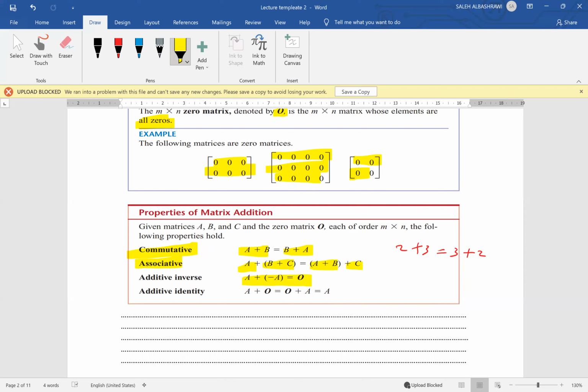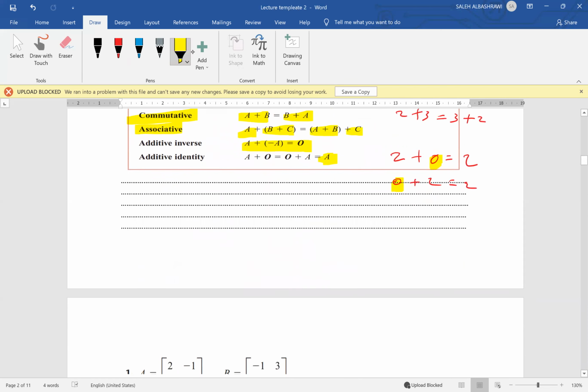And additive identity. Identity means the element that will not change the result. It has no effect for the addition. It is like the number 0 in the real numbers. 2 plus 0 is equal to 2, and 0 plus 2 is equal to 2. So we call 0 the additive identity. Same thing for matrices: A plus O equals O plus A, which is equal to A. This will not affect the given matrix A, because O is the additive identity.